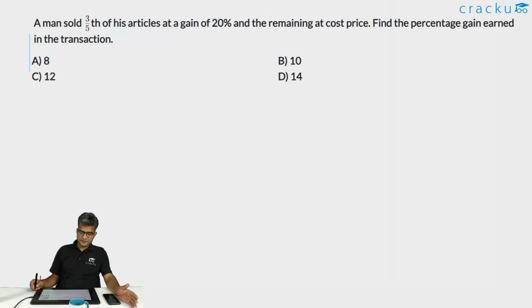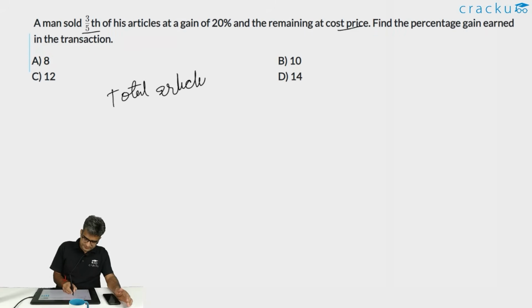A man sold 3/4 of his articles at a gain of 20% and the remaining at cost price. Find the percentage gained in the transaction. Okay, this is 3/5 and so let us assume that the total articles that the man has is 10. So what is 3/5 of 10? 3/5 of 10 is 6 articles.